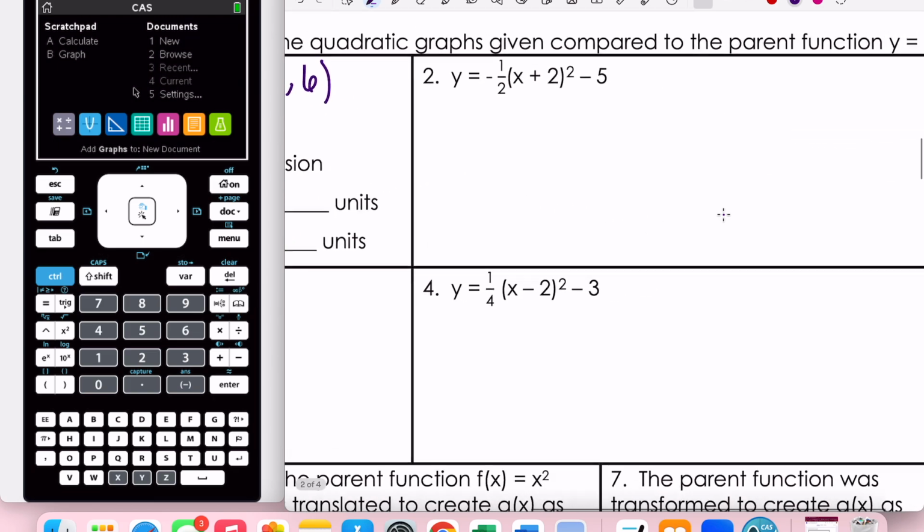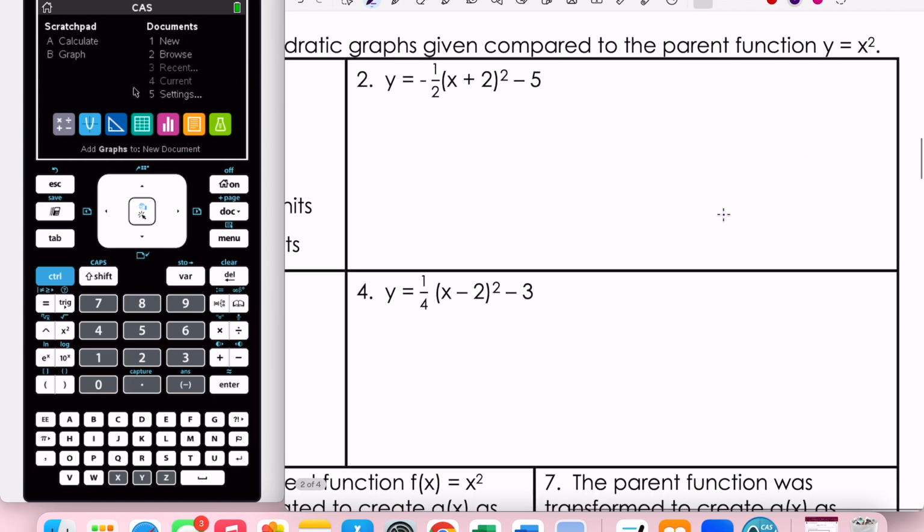Next up, let's look at number 2. Number 2, we have y equals negative 1/2 times (x + 2) squared minus 5. So the first thing that it wants us to check for is a reflection. I'm looking at the sign in front of a. Here I have a negative value, so that tells me yes, there will be a reflection. So I'm going to go ahead and write reflection.